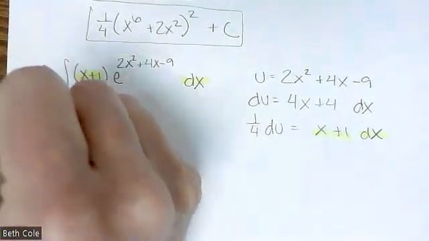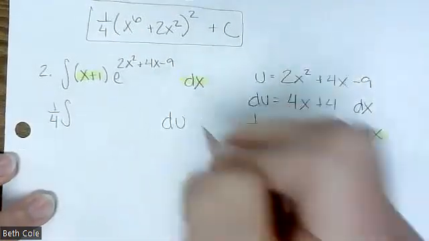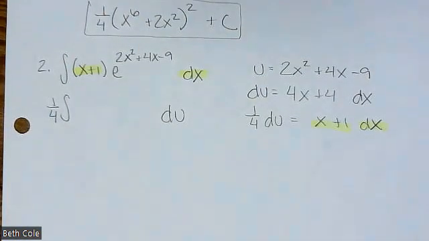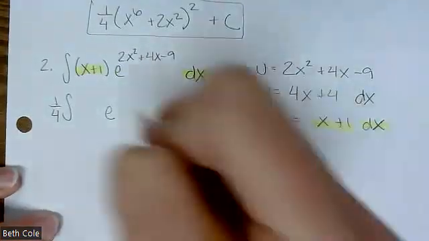So put 1/4 out front, du at the end. Whatever you didn't highlight is still there. So what's still there? So it's e to the u.